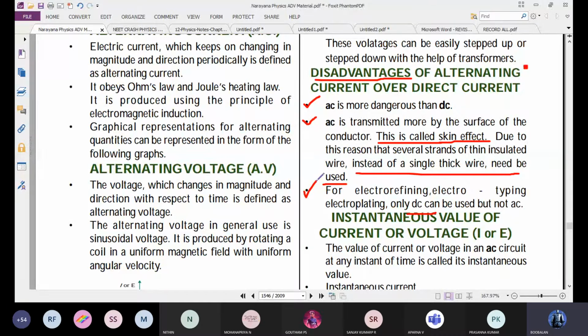So four advantages, four disadvantages. Please note it everyone. Now kindly everyone write, don't take a screenshot. Once you are writing, it is easy for you and you can understand easily.